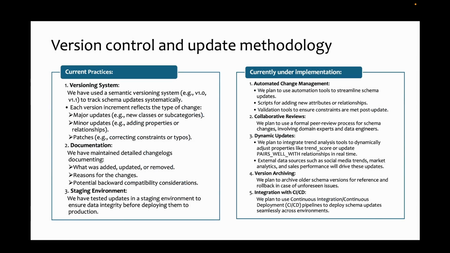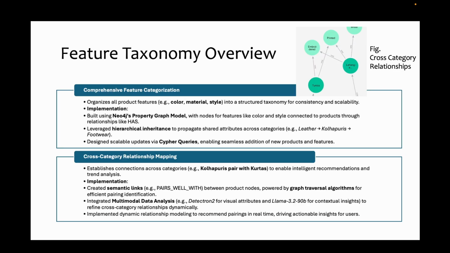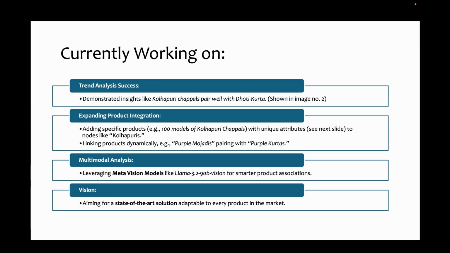We have also written a lot about version and update methodologies, as to how, after backfilling strategies, different versions would be created and compared, and some development scenarios as well. Along with that, feature taxonomy overviews and some additional notes, like specifying cross-category relationships, then advanced feature designs, and what we are currently working on.